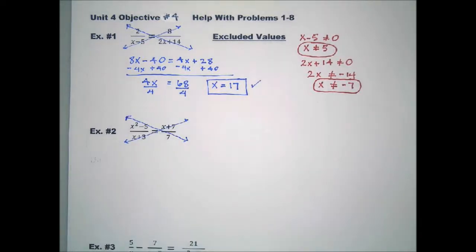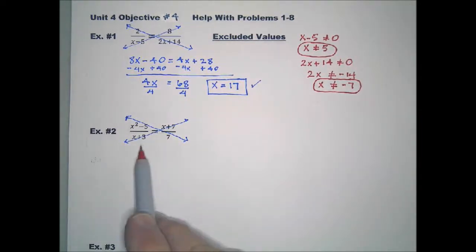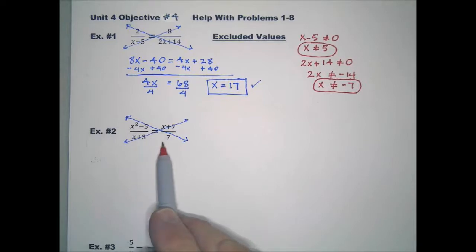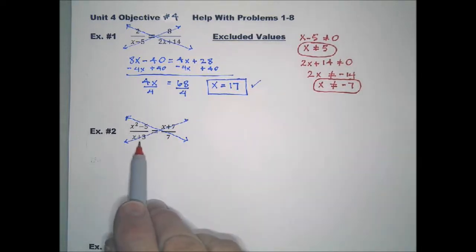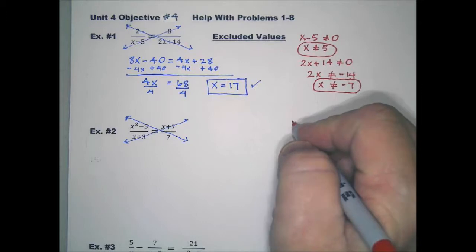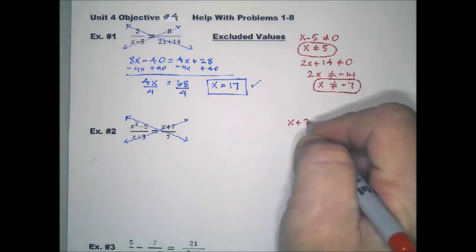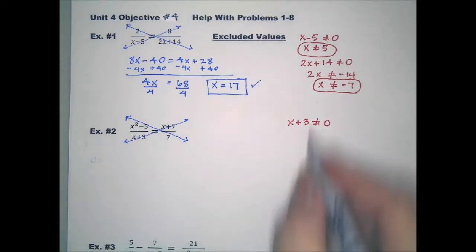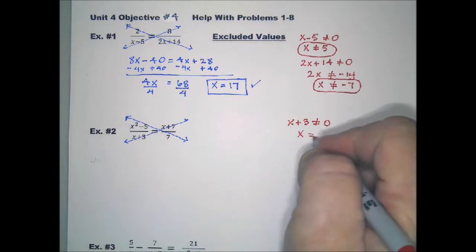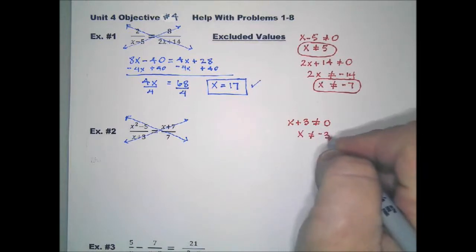But before we do that, let's worry about the restricted value or values again. This time I look at my denominators, and one denominator simply has a 7 in it. The other one has x plus 3. So we only need to worry about the possibility that the left fraction denominator could equal 0. So let's set up the equation that x plus 3 cannot equal 0. So subtract 3 from both sides. x cannot equal negative 3. So there's my restriction.